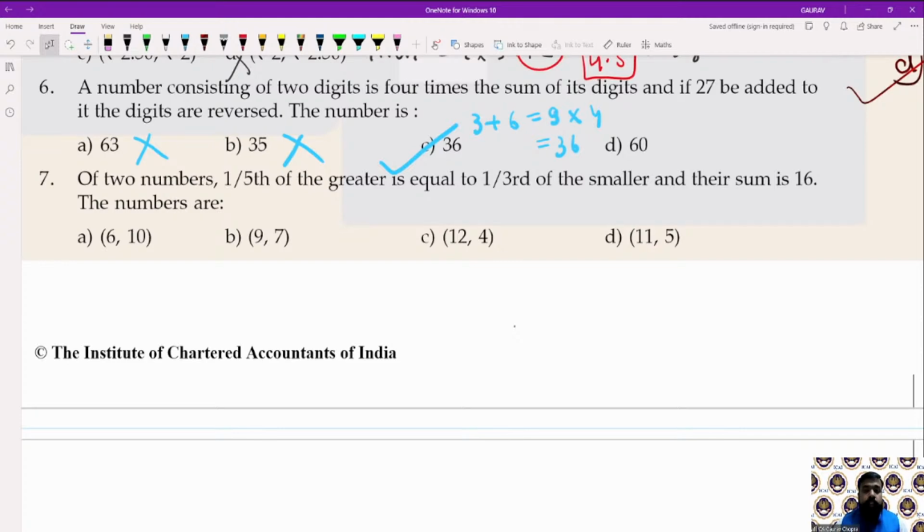Of the two numbers, 1/5 of the greater is equal to 1/3 of the smaller, and their sum is 16. Then find the numbers. So again, two conditions are there. First condition is that the sum is 16, and the other condition is that 1/5 of the greater number and 1/3 of the smaller number are equal.